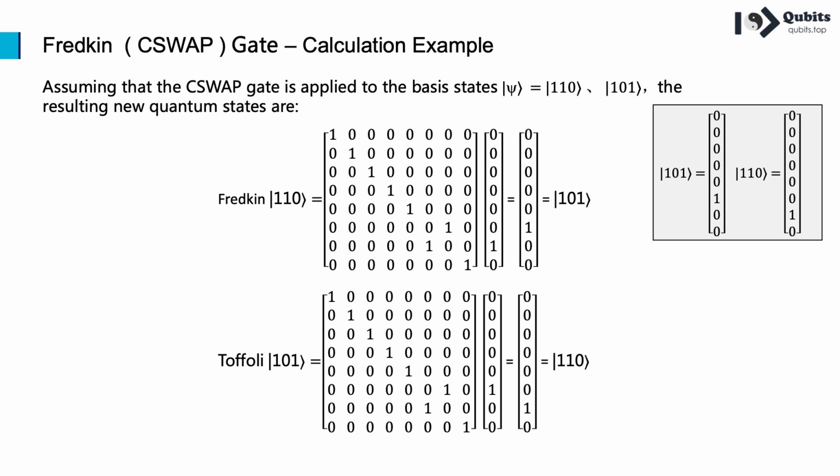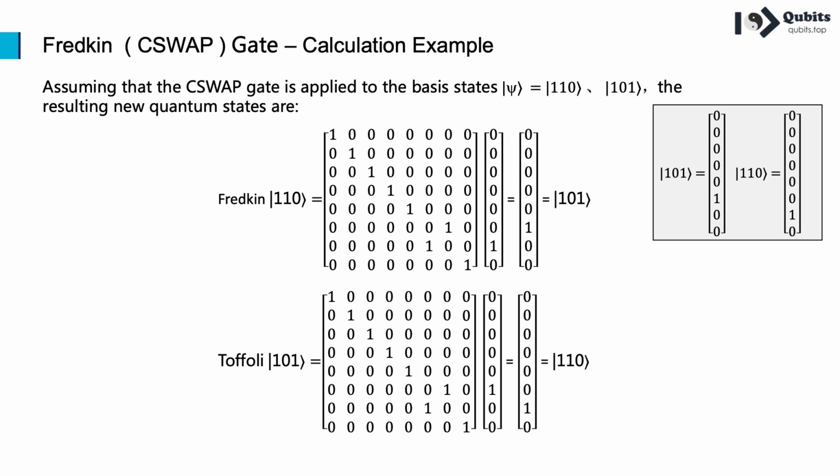Here, we provide a specific example calculation to illustrate the use of the Fredkin gate. Assuming that the Fredkin gate is applied to the basis states ket 110 and ket 101, we can use the matrix representation of the Fredkin gate to calculate the resulting new quantum states.